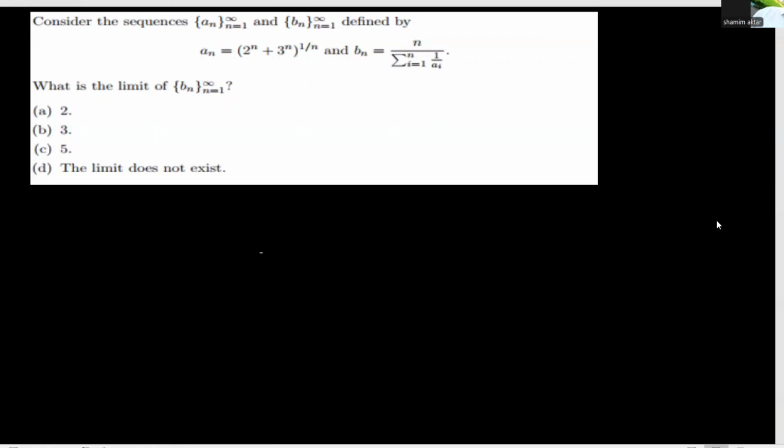Today we will discuss a TIFR exam question. Given that a_n is a sequence and b_n is also a sequence, defined by a_n equals (2^n + 3^n)^(1/n) and b_n defined by n divided by the summation of 1 by a_i. Then they ask us to find the limit of b_n. Okay, now the solution.